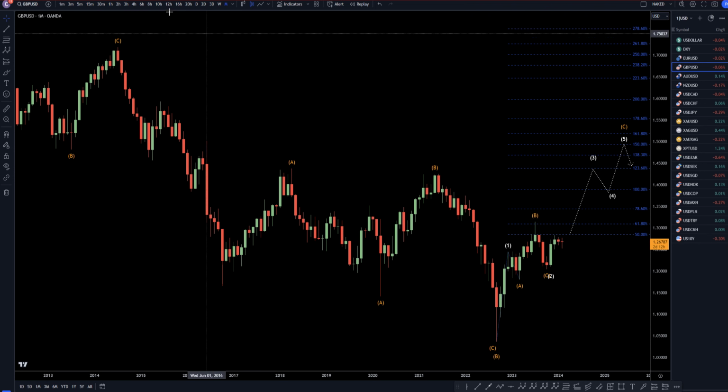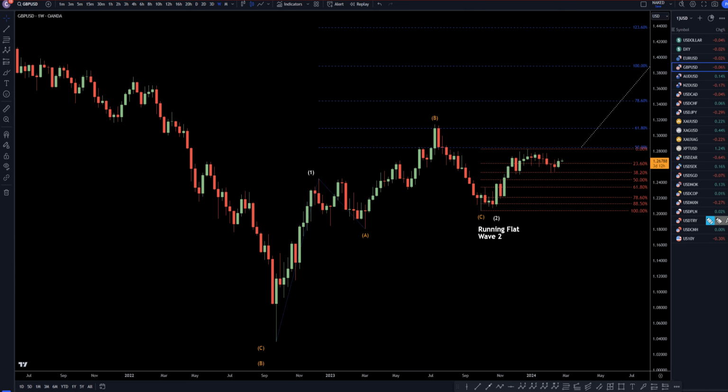So let's take a look at that on the weekly time frame. On the weekly time frame, I still believe this is a running flat wave two. I still think this first push up is a one. I still think this is a two. Hopefully, the wave two is already over and we are now in a wave three. So I think that this is already a wave three. So this should be a one of three, a two of three, and a wave three of wave three.